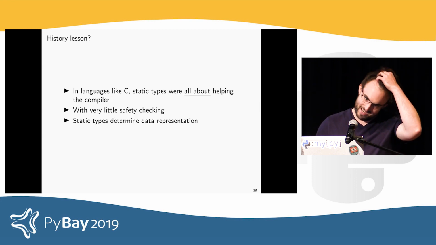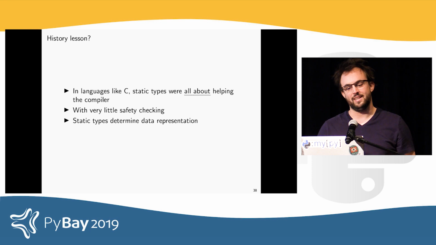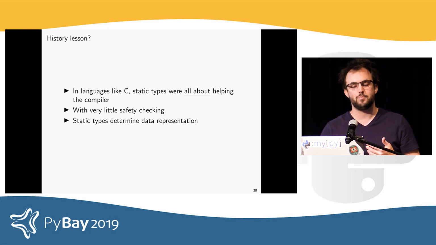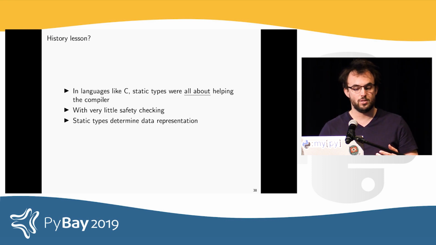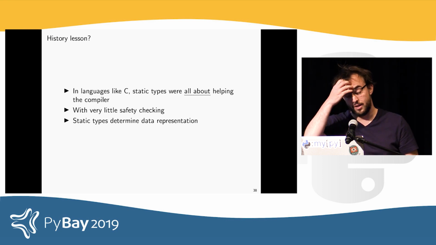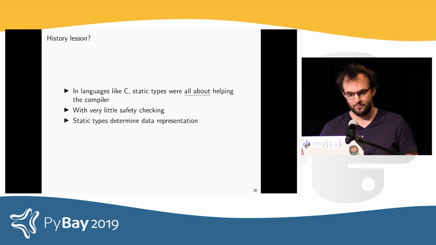So the history lesson: historically, in languages like C, static types were all about helping the compiler, right? Early C programmers didn't have types to find bugs, which can be seen from the fact that it doesn't really help find bugs all that well. It's just about helping the compiler and does very little safety checking.